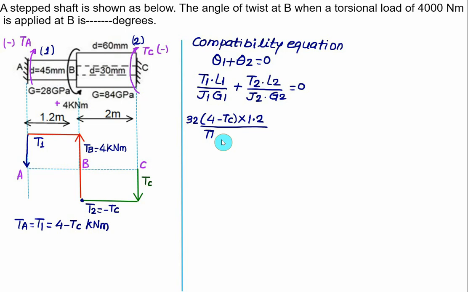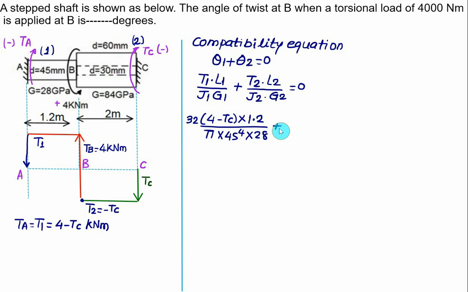Diameter is 45. So we have 45 to the power 4. So the diameter we take for both is in mm, so that is automatically cancelled. G1 is equal to 28 gigapascal. So we only multiply by 28. Giga on both sides will get cancelled.